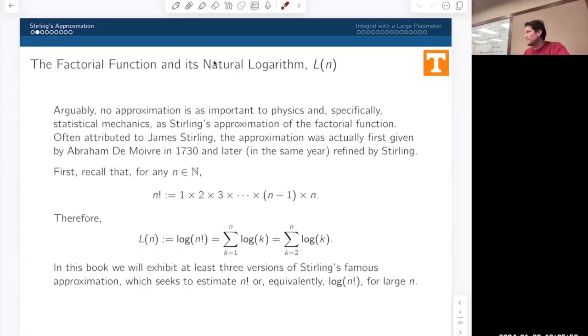In fact, the approximation that we'll derive, again, is not the same one that de Moivre or Stirling came up with, not the same mode of approximation. We're going to do something which is a lot simpler, but which also illustrates the type of approximations that we're going to be interested in throughout the entire course. Okay, so we're interested in approximating l_n, which is the log of n factorial.